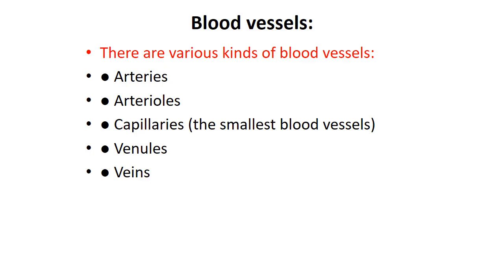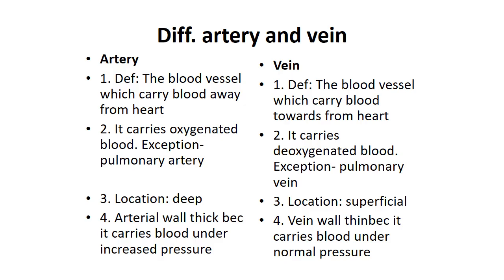So first is artery. It is a blood vessel which carries blood from the heart, so it is away from the heart. It is thick walled because it carries blood under increased pressure. Then branches of artery are called arterioles. Then the smallest branches of the blood vessels are called capillaries. Then capillaries join and form venules, and venules join and form the vein. An important great vessel is the vena cava, which is formed by the combination of the superior vena cava and inferior vena cava.